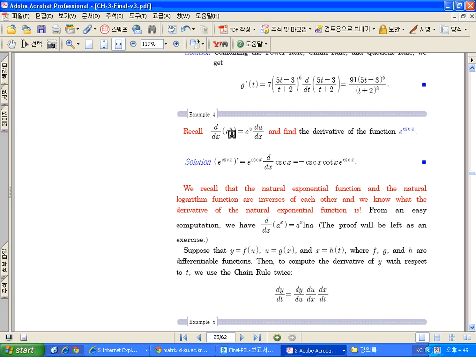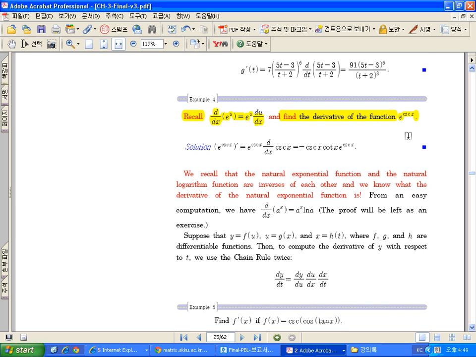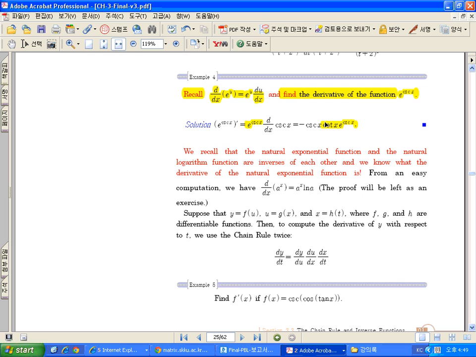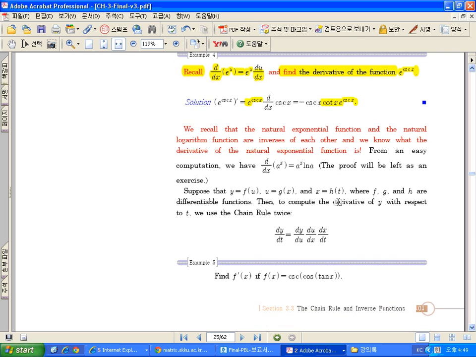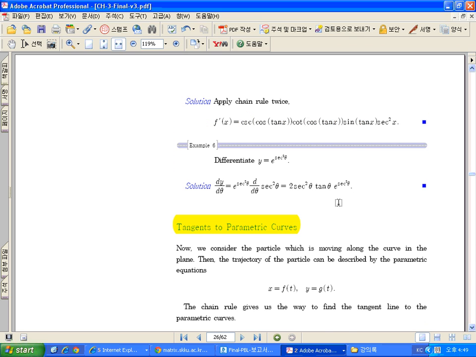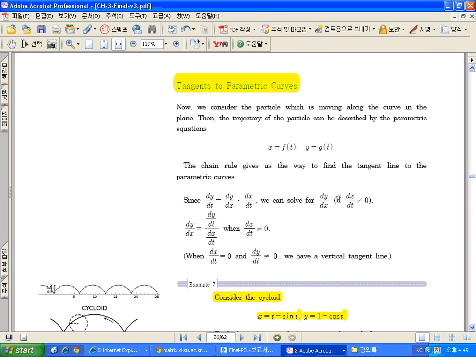So now you recall the chain rule and try to find the derivative of such a function, the composite function of an exponential and a trigonometric function. Then you do the same thing: the same e to the x function times the derivative of the inside function here, which is this. So now you need to know more about the derivatives of trigonometric functions, log functions, exponential functions, etc.